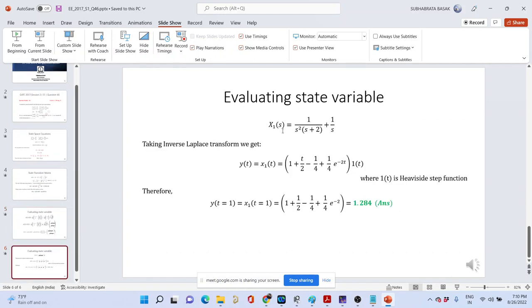So what I have done is I have taken the inverse Laplace transform of this. So we get 1 plus t by 2 minus 1 by 4 plus 1 by 4 e to the power minus 2t into 1(t). This 1(t) is called a Heaviside step function. The step function that you generally see in your books is represented by u(t), but u(t) in control literature is actually the input variable. The Heaviside step function is represented by this 1(t). So the next step is just to put t equal to 1 and find the answer. The answer would be 1.284.